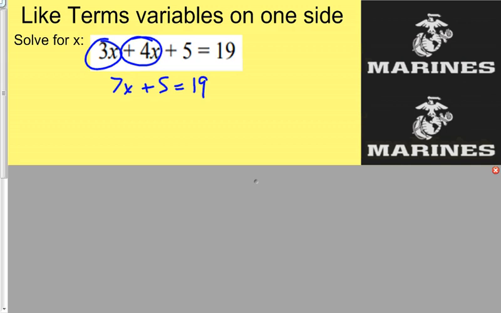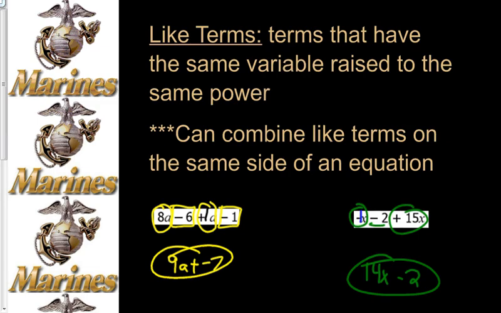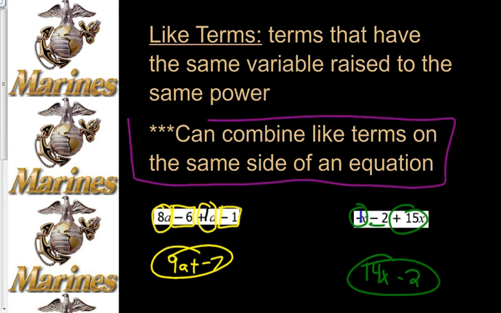Now, there's a reason we can't combine the 5 and the 19, even though they are like terms. It's because they're not on the same side of the equal sign. So if you're not sure, you can always draw a divider where the equal sign is. You can only combine things that are on the same side. Since the 3x and the 4x were on the same side, we can combine them. So that was our note up here: you can combine like terms if they're on the same side of the equation.